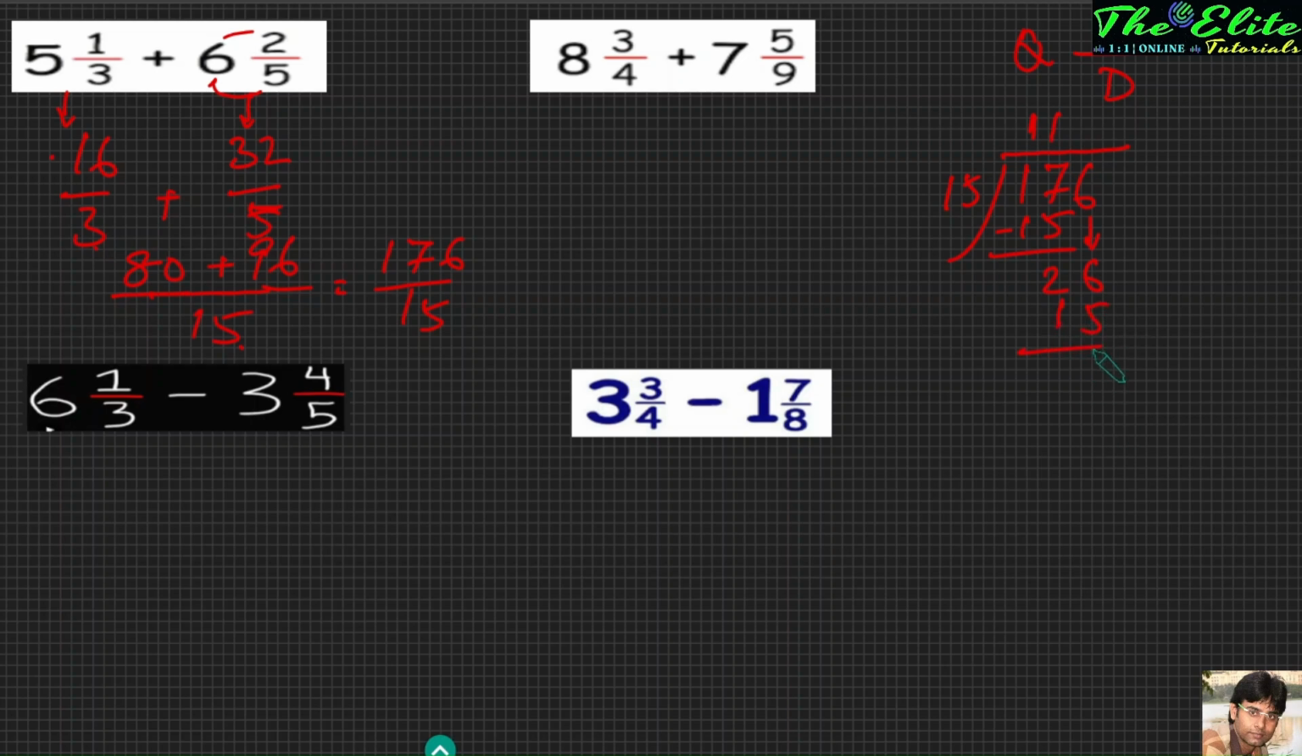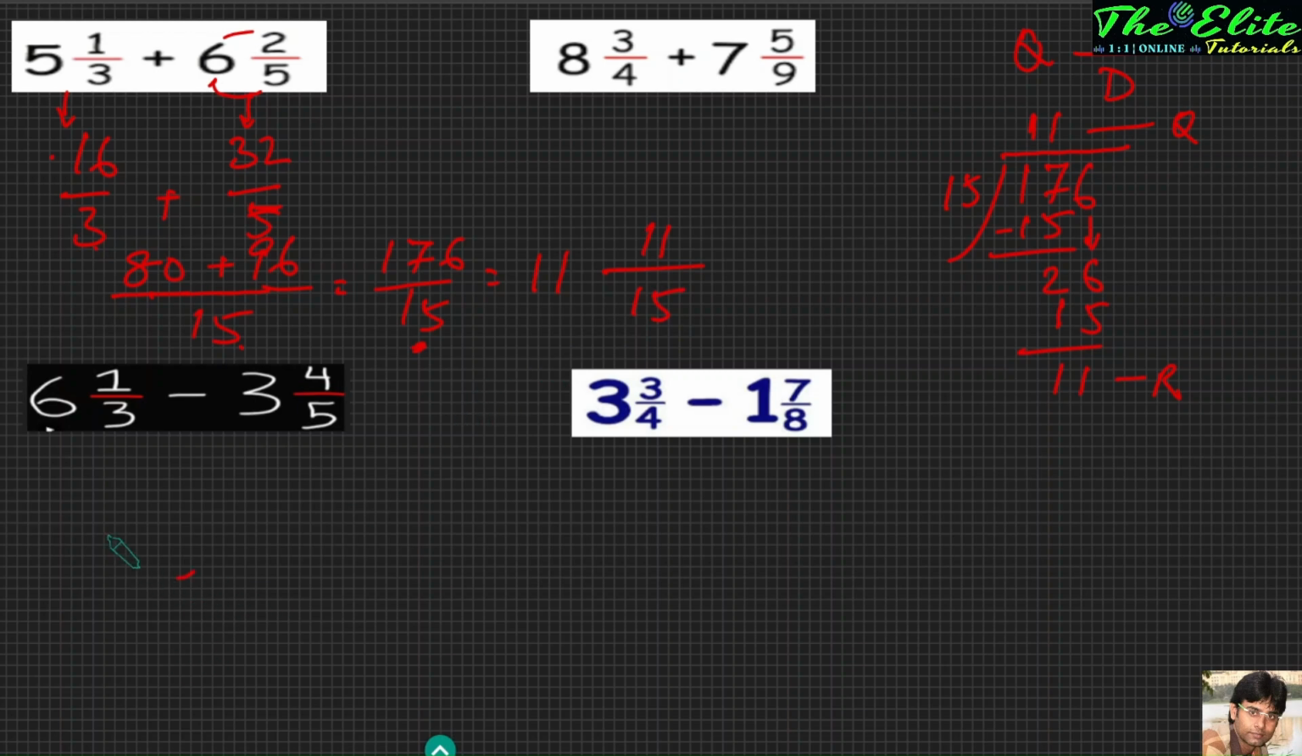So we will see that, okay, the remainder is 11. So remainder is 11, quotient is also 11, and the whole number is actually what we write from the quotient. The remainder is written here on the numerator side, and this is always written as the denominator here. So this is your answer.